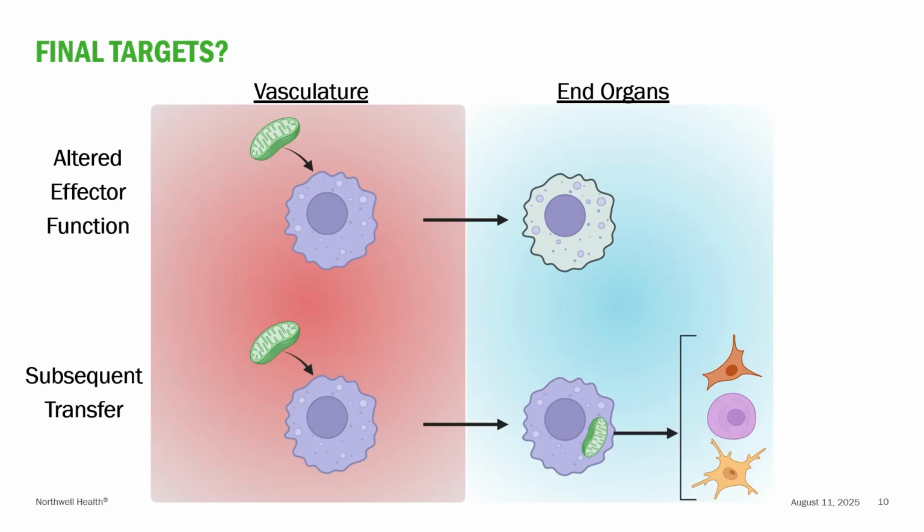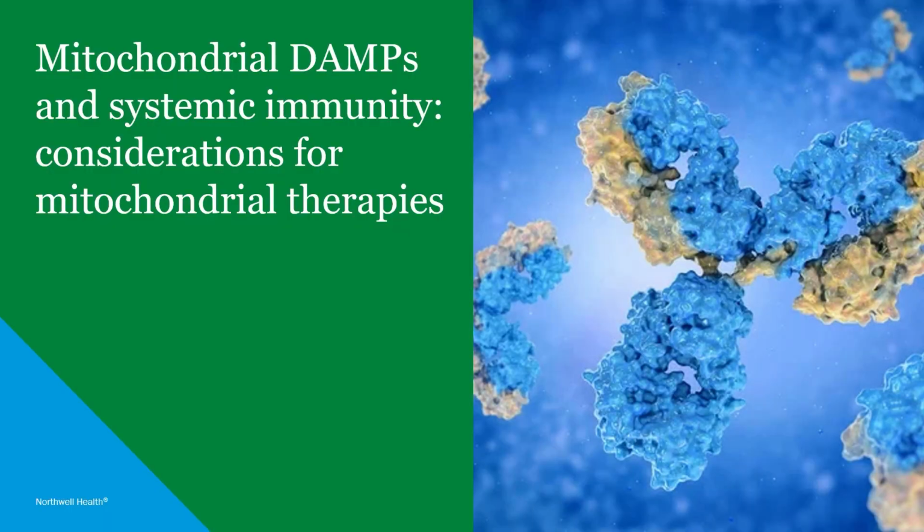The other is a subsequent transfer or delayed reuptake and redistribution model, in which in the vasculature, again, mitochondria might be taken up, and then once those immune cells reach dead organs, either perform a subsequent transfer of those same mitochondria or are encouraged to transfer their own endogenous mitochondrial pools. And I know in the next session we have a presentation on that. Really interesting. And finally, I just want to end talking about mitochondrial DAMPs, or damage-associated molecular patterns, and considerations for mitochondrial therapies.